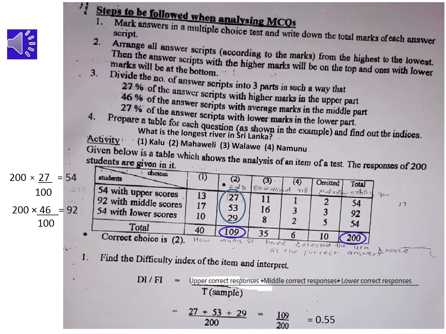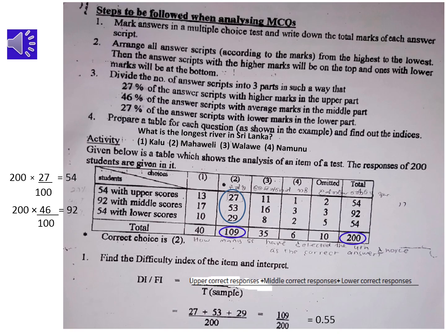If there are 100 answer scripts, then you count and select 27 papers from top to bottom. 1, 2, 3, like that you take the top 27. That is 27% if there are 100 candidates. If there are 200 candidates, 200 into 27%, that means 54. Right? You have to select the top 54 papers.